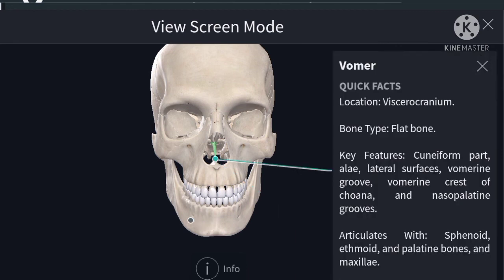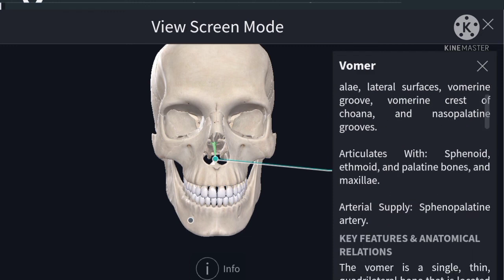Now we will see the vomer, as you can see here, and this is a vomer and it is a type of flat bone which is located in the viscerocranium. It articulates with the sphenoid, ethmoid, palatine bone and the maxilla, and it is supplied by the sphenopalatine artery.